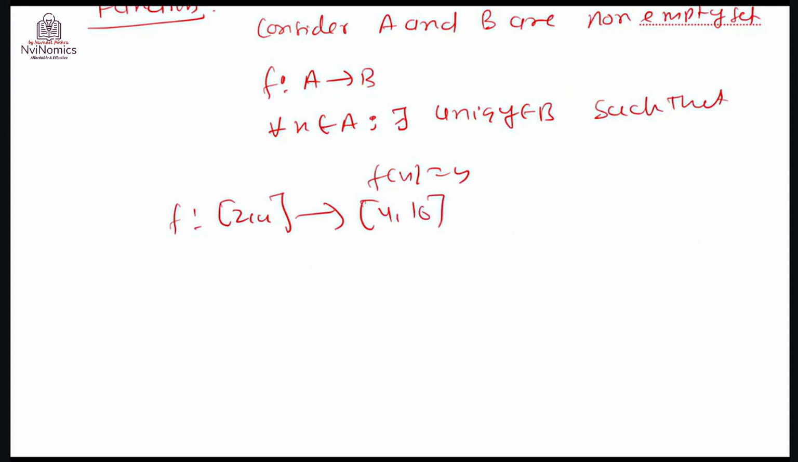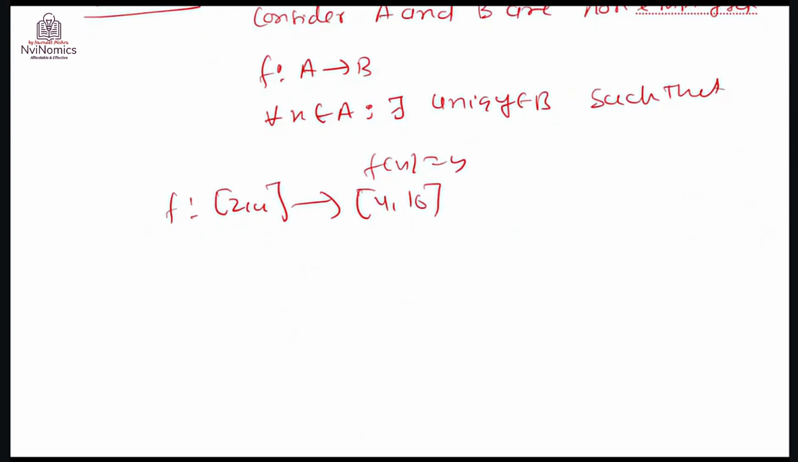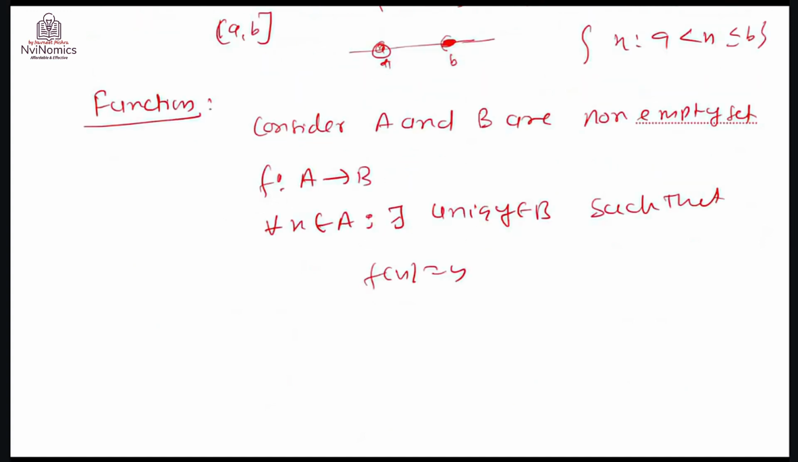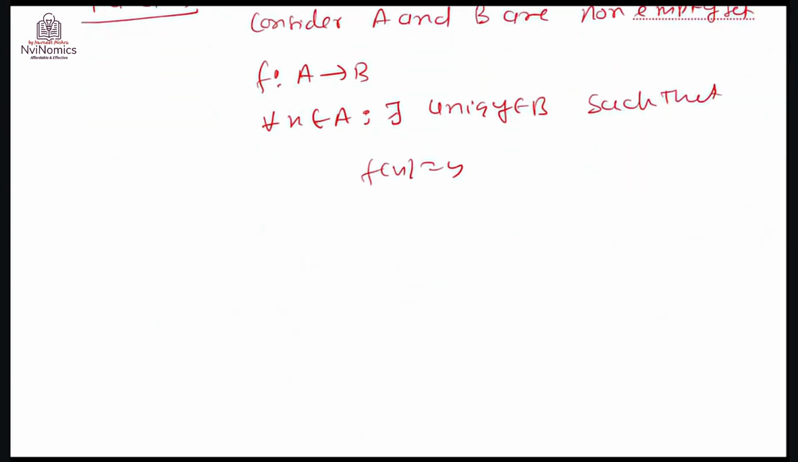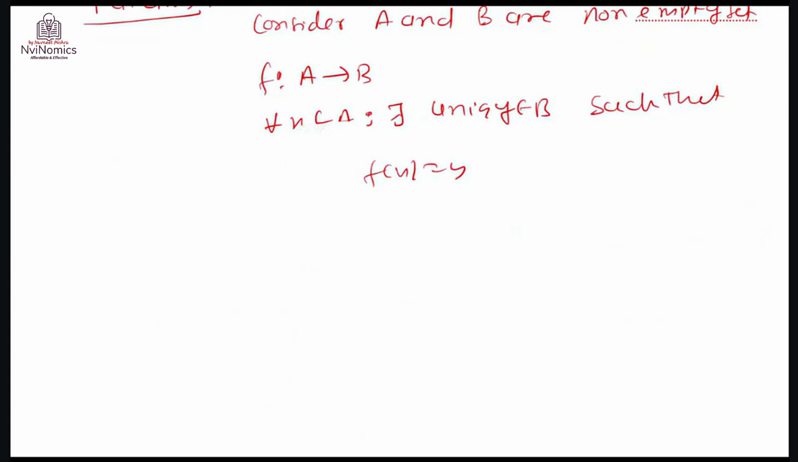Got it? So that's why I introduced what is called an interval. Now consider a and b are non-empty sets and f mapping a to b. For all x belongs to a, there exists a unique y belongs to b such that f of x equals y.